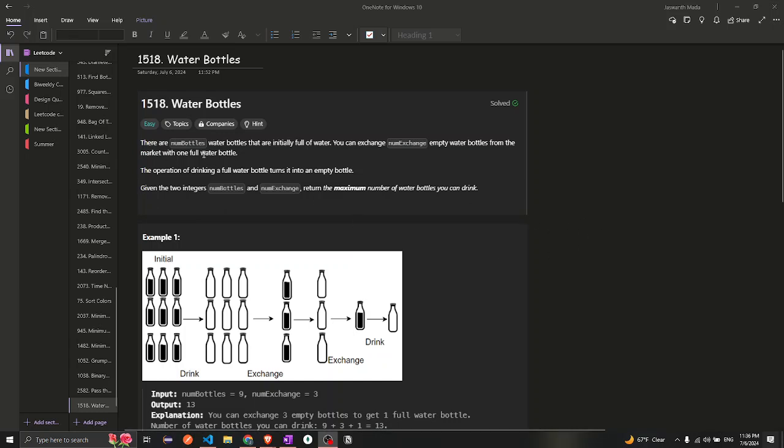Today we're going to solve this Leetcode question which is water bottles. Right now I have a water bottle beside me. So using this water bottle, let's solve this question, water bottles.